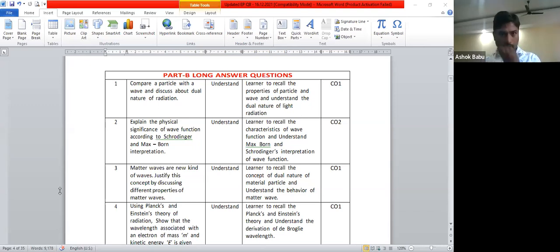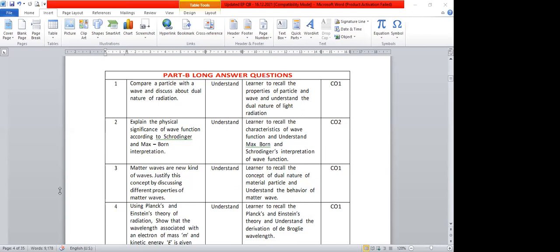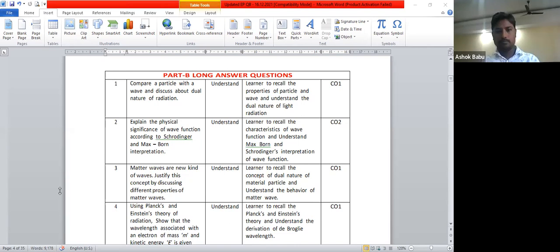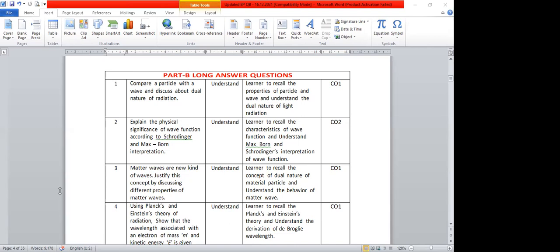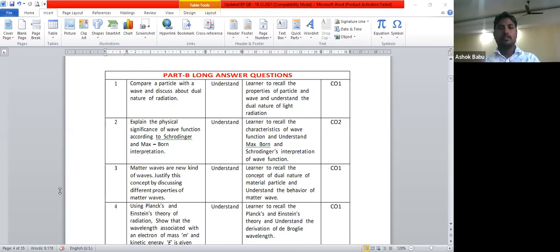Okay. So rule number 2. Are you there, Amma? Yes, sir. Read the third question. Matter waves are a new kind of waves. Justify this concept by discussing different properties of matter waves. Tell me the answer now.